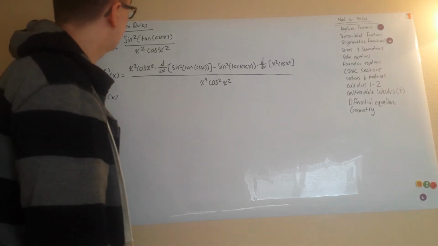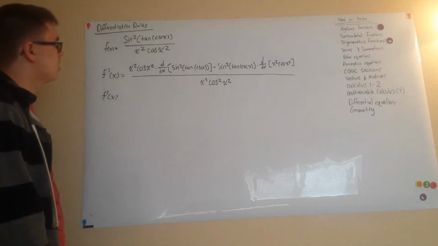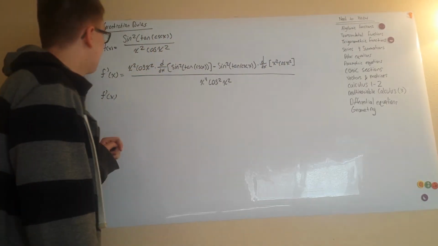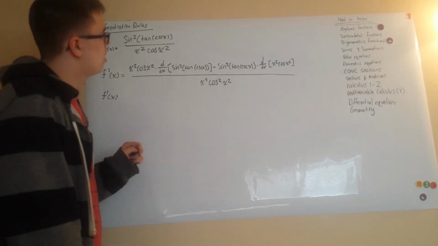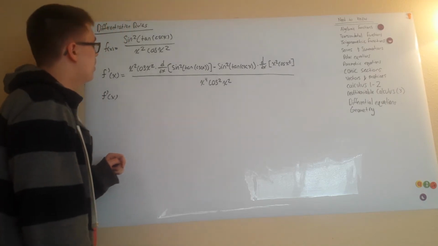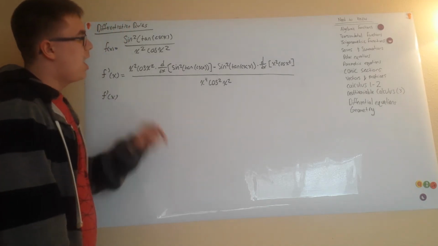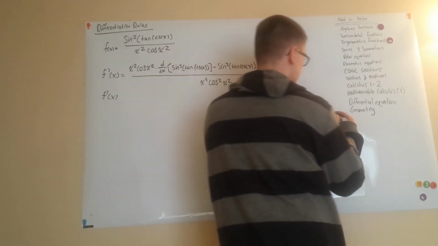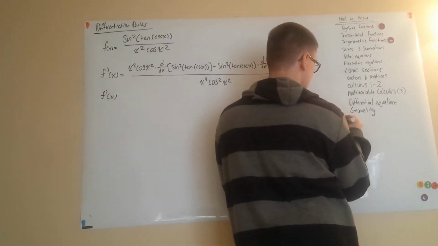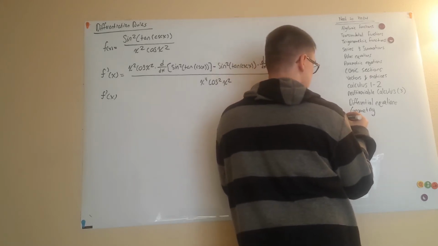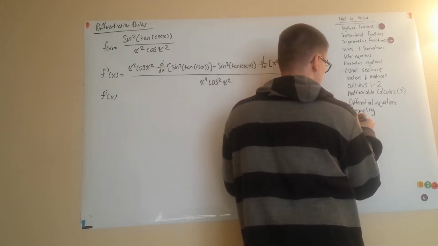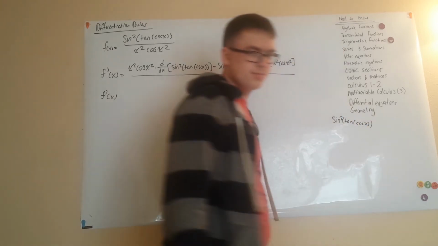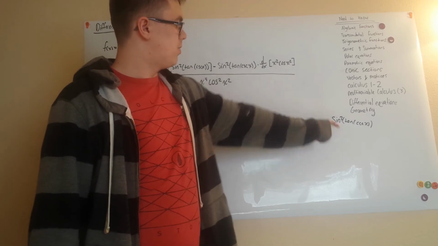Let's take this one step at a time. Let's evaluate these derivatives. Okay. I'm going to do them on the side. What would be the derivative of sine squared tangent cosecant x? What is the derivative?